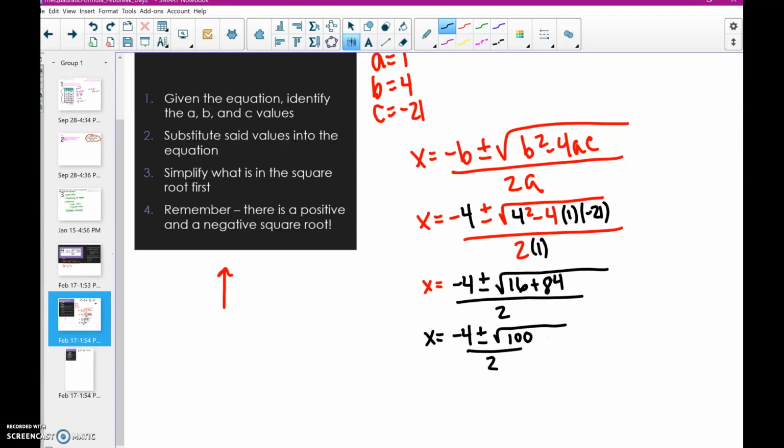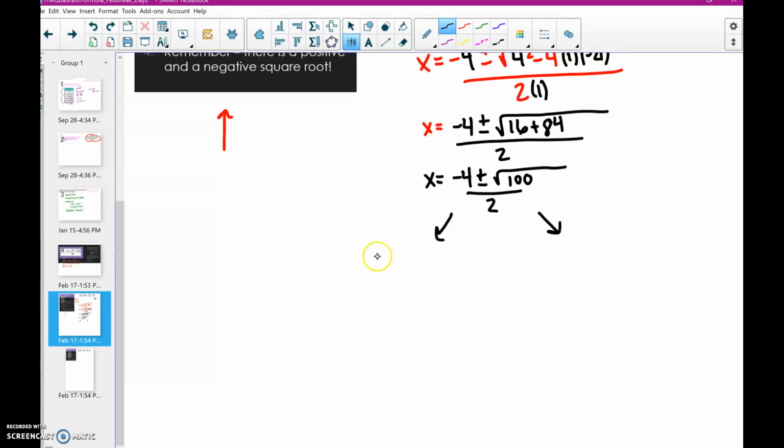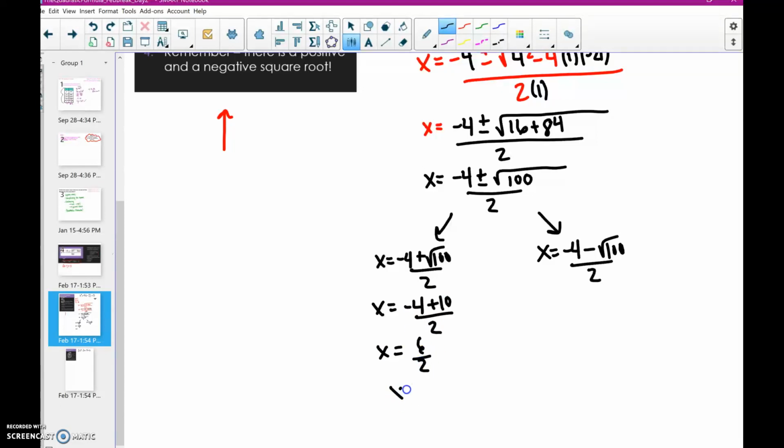Divided by 2. So since we're ready to take the square root of that 100, this is where we can separate our equation into the positive root and the negative root. So to show that, we have x is equal to -4 plus the square root of 100 over 2. And then x is equal to -4 minus the square root of 100 over 2. So here we've got -4, square root of 100 is 10. So -4 plus 10 is 6 divided by the 2. X equals 3. So we know one of our x's is 3.